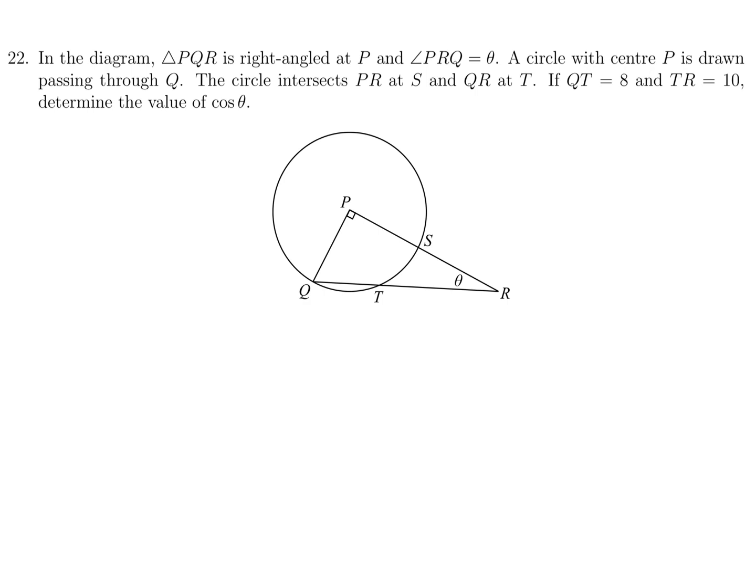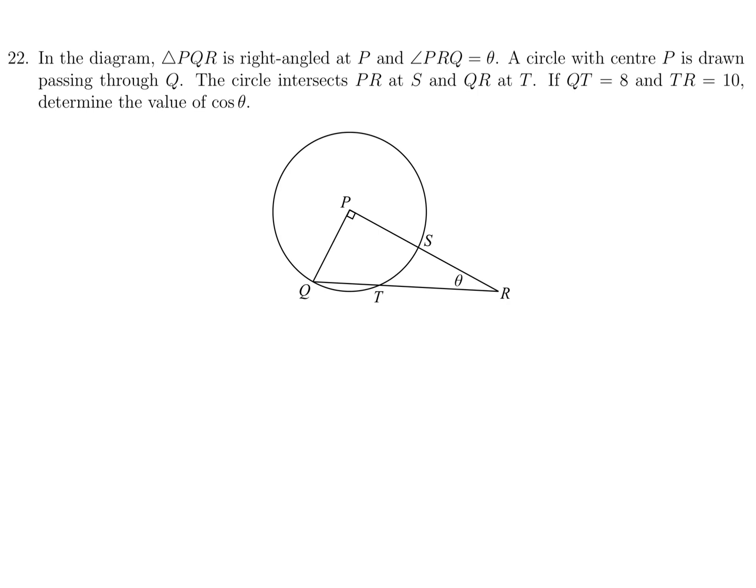In the diagram, triangle PQR is right angled at P and angle PRQ is theta. A circle with center P is drawn passing through Q. The circle intersects PR at S and QR at T. If QT is 8 and TR is 10, determine the value of cos theta.